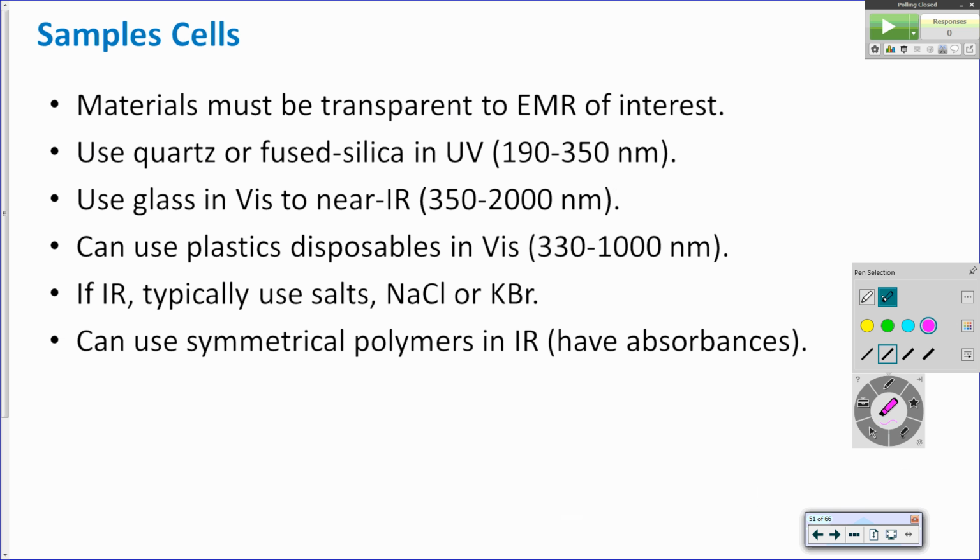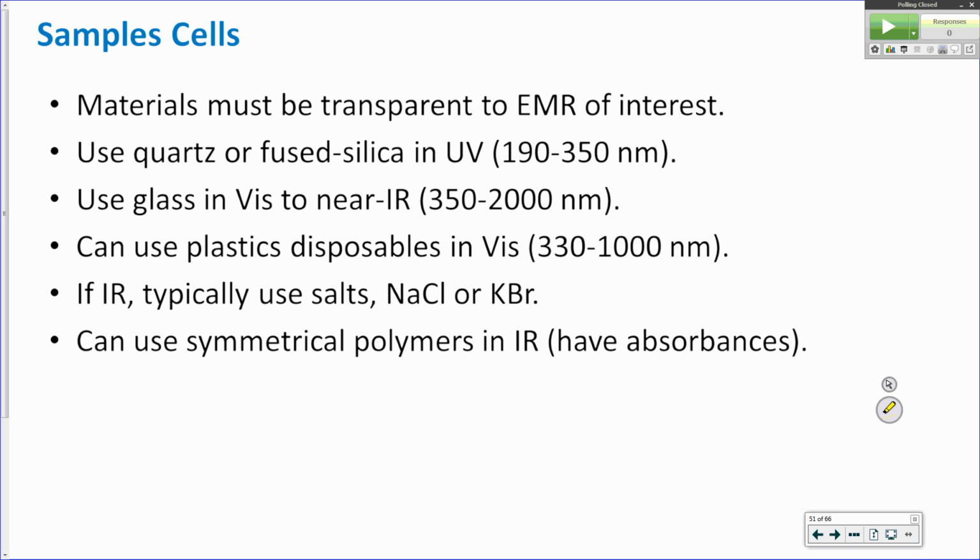All right, what do we put our sample in? Well, sample cells, number one, have to be transparent at the wavelength of interest. So in visible, we use glass of some form. In the UV, we have to use quartz or fused silica. Fused silica is nothing more than synthetic quartz. Glass will work through the visible up to the near infrared, so you can go to about 2,000 nanometers. There's a few things you use there.